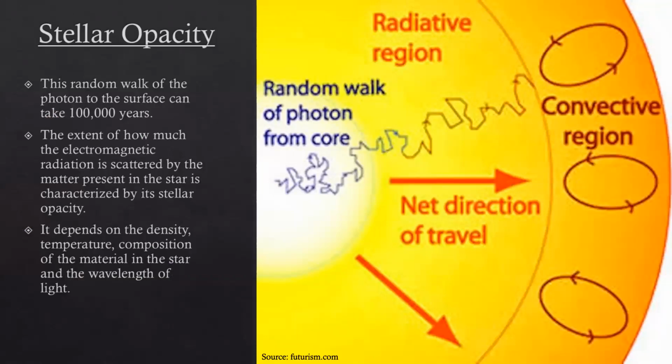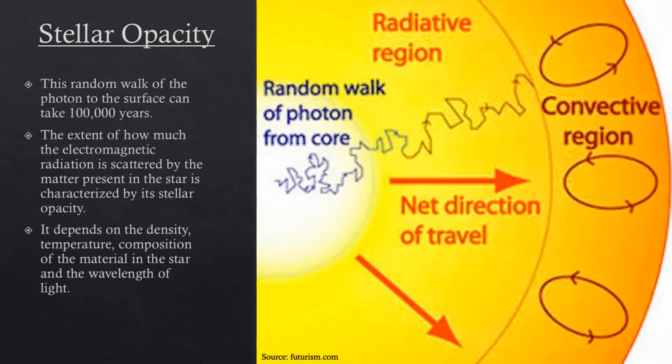So opacity, another name for it could be opaqueness. So how opaque something is, how much radiation or light is being transmitted through something. So that's opacity. Now, obviously, we're talking about stellar opacities. So that's the material in the star.